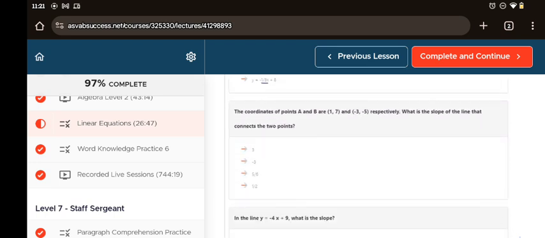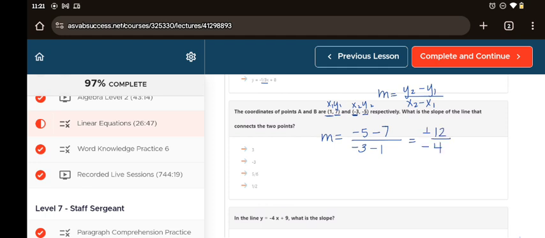Okay, let's keep going. Next question says, the coordinates of points A and B are 1, 7, and -3, -5 respectively. What is the slope of the line that connects the 2 points? So we're going to use our equation again, m equals y2 minus y1 over x2 minus x1. We're going to label stuff, right? So x, y, x, y, this is 1, this is 2. Now let's plug stuff into our equation. y2 is -5 minus y1 is 7. x2 is -3 minus 1. And there we go. Okay, so now let's go ahead and simplify this.